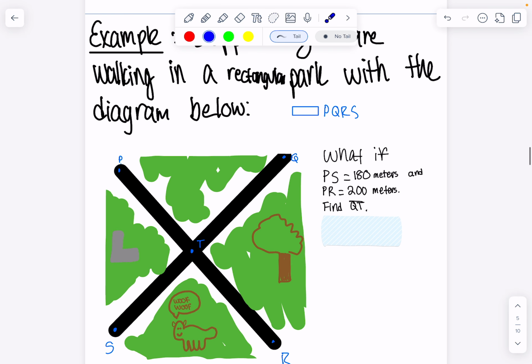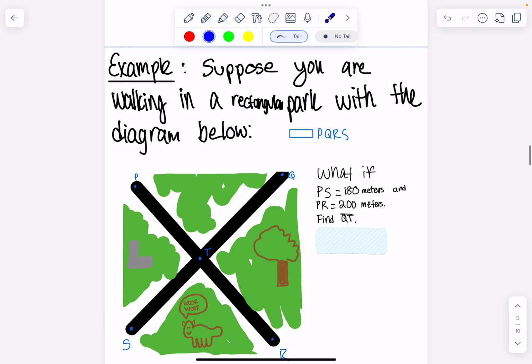So my first example here is, suppose that you're walking in a rectangular park with the following diagram below. And when I say rectangular park, I mean rectangle PQRS, okay? That is the rectangle we're looking at. Yeah, it may not look like a perfect rectangle. Get my drift. PR is a diagonal and QS is a diagonal. They intersect at point T.